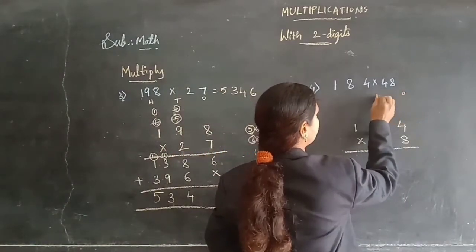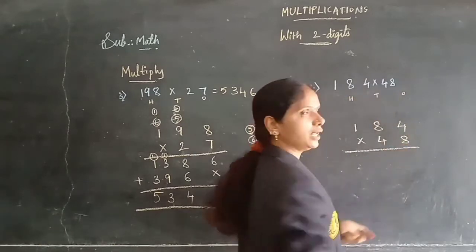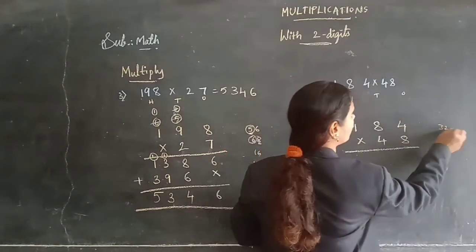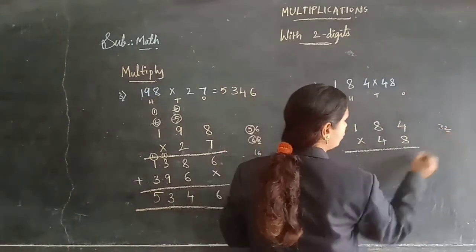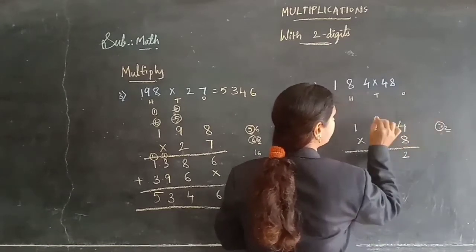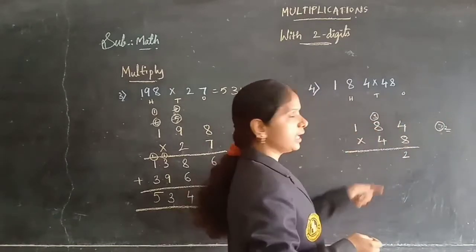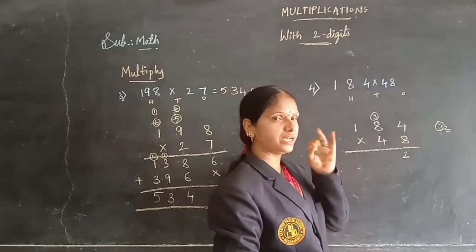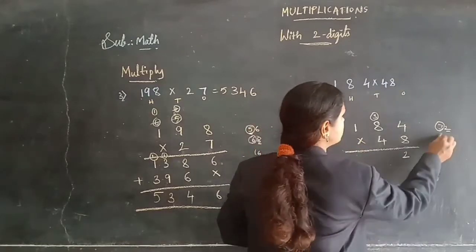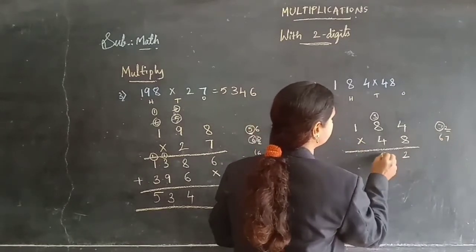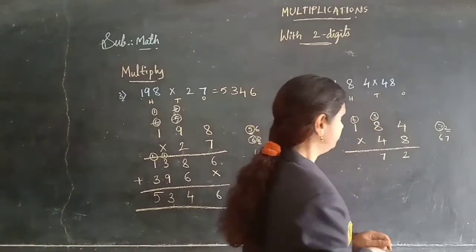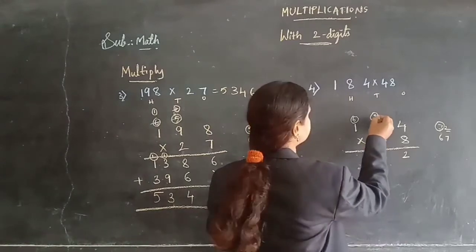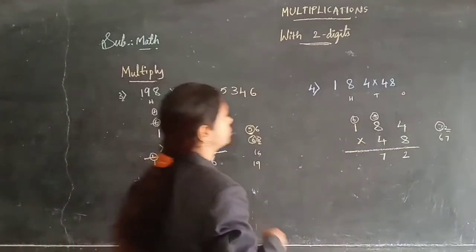The ones digit in the second number is 8. So 8 fours are 32. So 2 I am writing here and this 3 I am taking as a carry. Now 8 8s are 64. 64 plus 3, 65, 66, 67. So 67, 7 here and 6 carry. Now I added this 3, so I can cancel it. Here also I can cancel after addition.